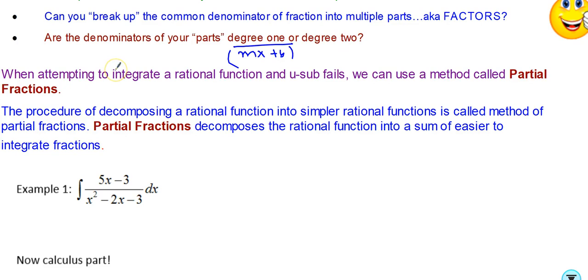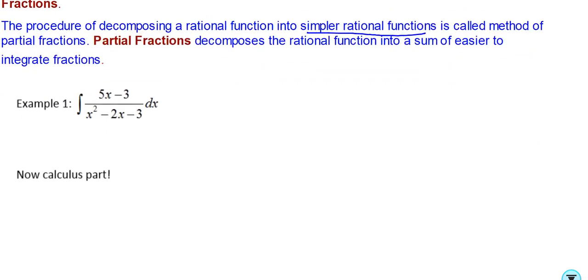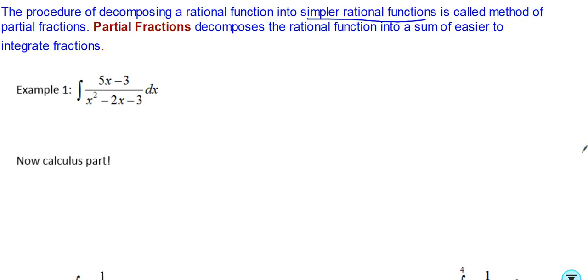Now when attempting to integrate a rational function and u-sub fails, we should use partial fraction decomposition. The procedure of decomposing a rational function into simpler rational functions is called the method of partial fractions. We did learn this in pre-calculus, but I don't suppose that you remember that part. So first of all, let's review how to rewrite into two simpler fractions. The first thing is to factor. Factors of x squared minus 2x minus 3 are x minus 3 and x plus 1.